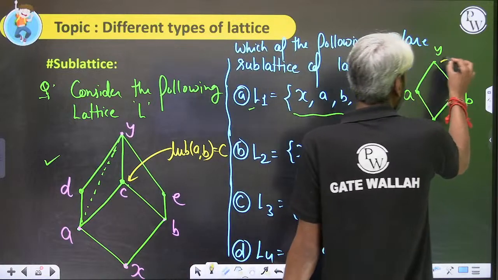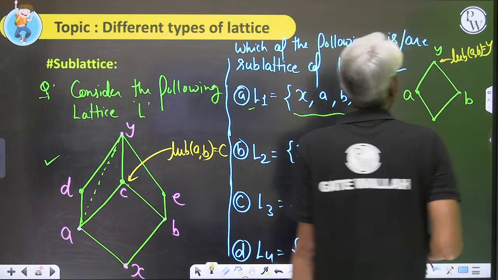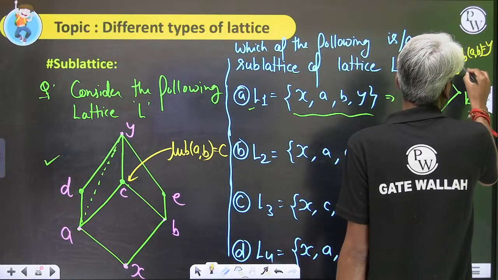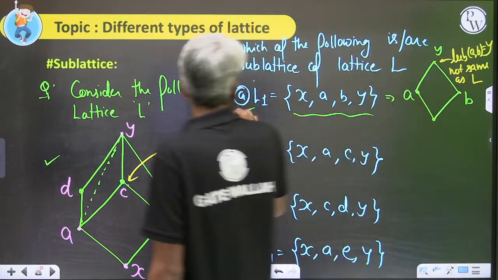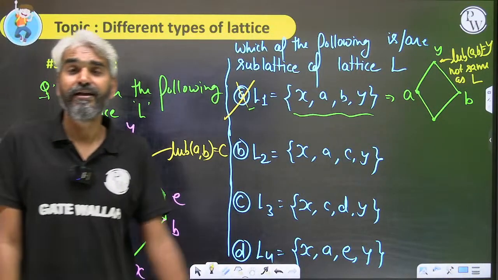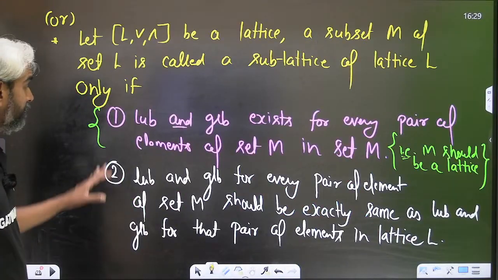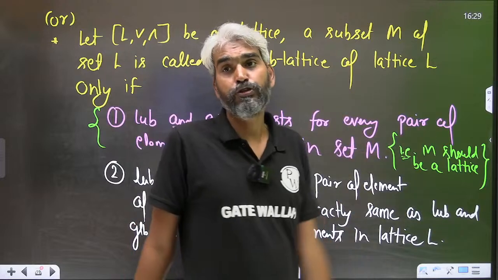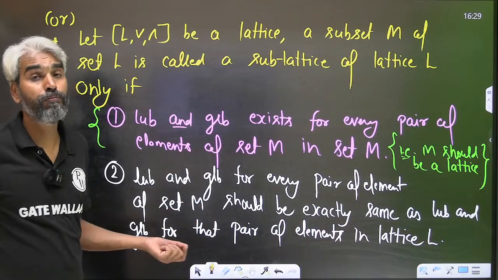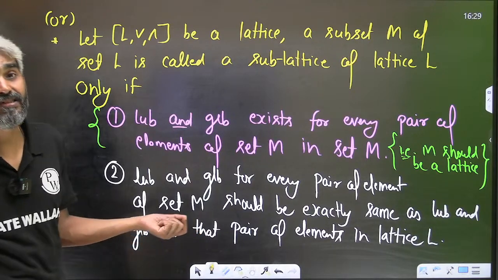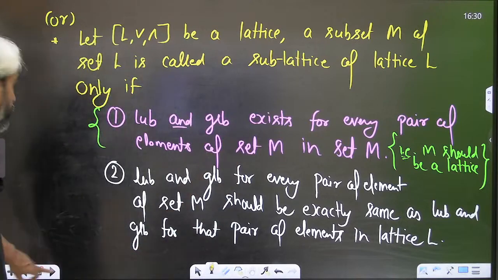In this case, what is the least upper bound of A and B? In this case, the least upper bound of A and B is Y, not the same as in L. Therefore, subset L1 is not a sublattice of L. That's what you need to understand: first of all, your subset should be a lattice, and apart from that, for every pair of elements of that subset, the least upper bound and greatest lower bound should be exactly the same as the least upper bound and greatest lower bound for that pair of elements in the original lattice. But it is not the case here.